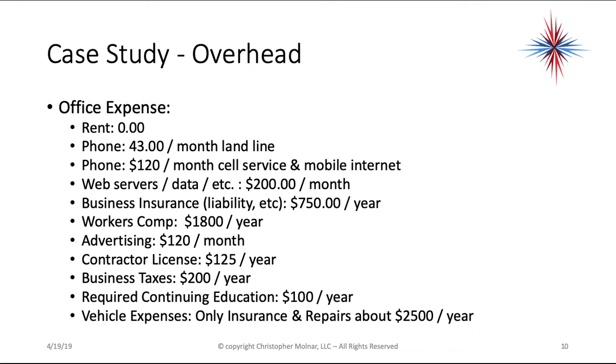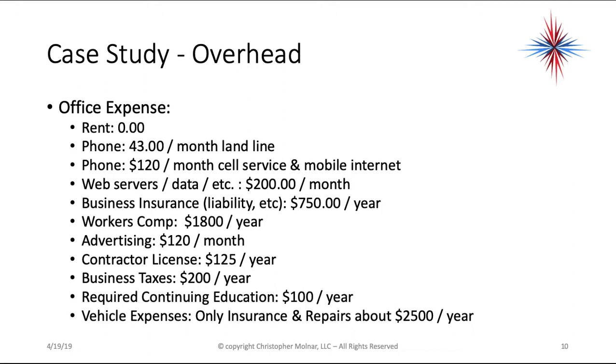Web service, data plans, etc. is about $200 a month. Okay, that includes the company's websites, the service operating website, dispatch system, and everything having to do with data and internet. Business insurance is required. Okay, you've got to have general liability insurance. You've got to have additional insurances. It's about $750 a year.